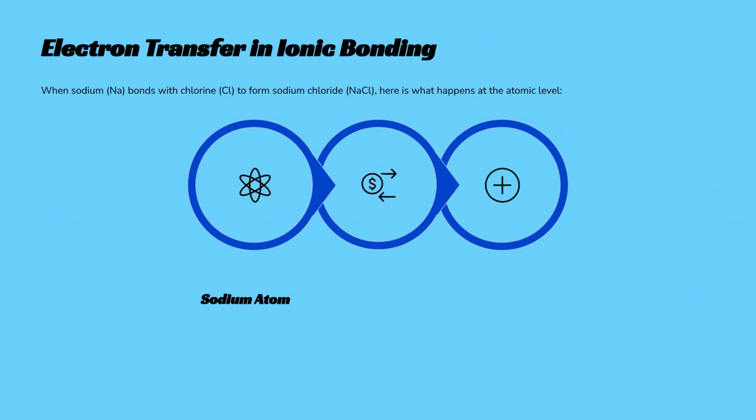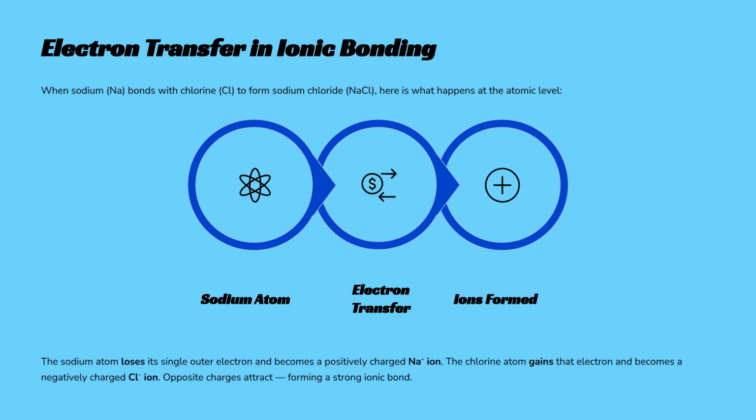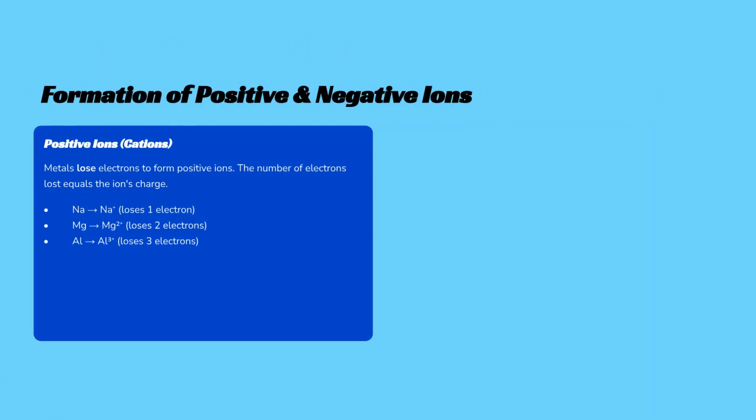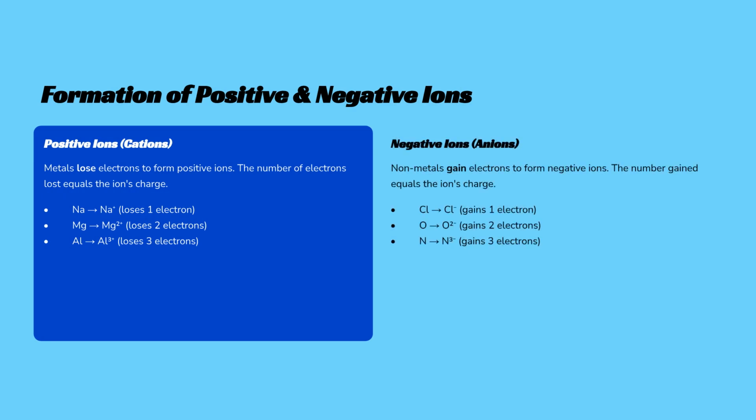In the example of sodium chloride, the sodium atom loses its outer electron to become a positive Na+ ion. The chlorine atom gains it to become a negative Cl- ion. The opposite charges attract, forming a strong ionic bond. Metals form positive ions, or cations, by losing electrons. Nonmetals form negative ions, or anions, by gaining electrons. In an ionic compound, the positive and negative ion charges balance out to zero.